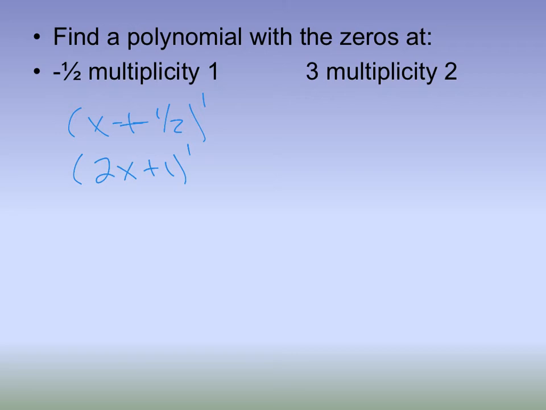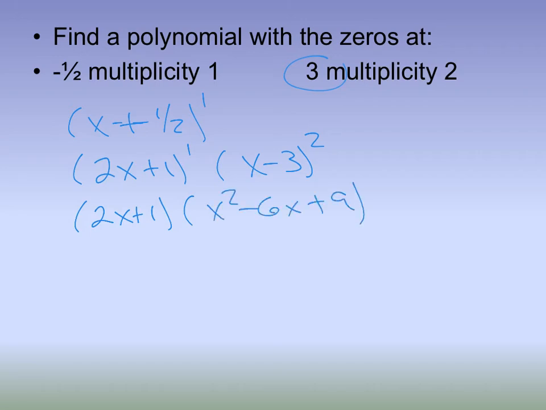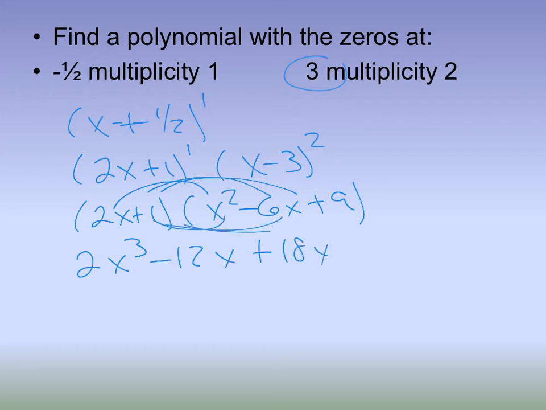For my next factor, I have a 0 at 3 with a multiplicity of 2, so I'm going to write that as x minus 3 squared. Again, our multiplicity is the degree for our factor. I'm going to go ahead and square my x minus 3. So I have 2x plus 1, and then I have x squared minus 6x plus 9. And then if I distribute everything, I have to multiply 2x by all of my terms. That's going to get me 2x cubed minus 12x squared plus 18x. And then when I distribute the 1, we get plus x squared minus 6x plus 9.